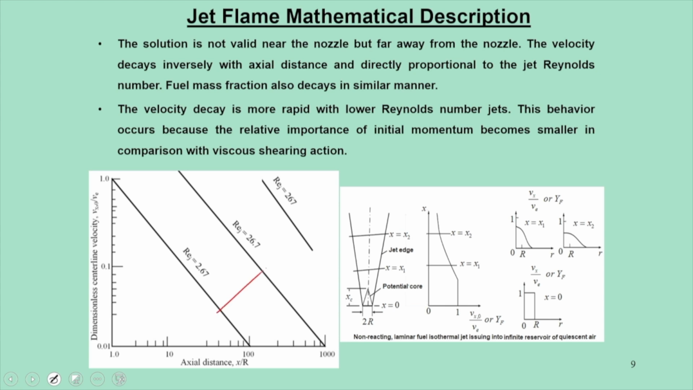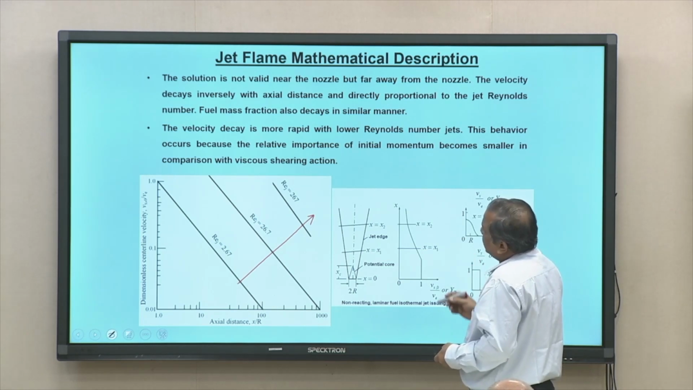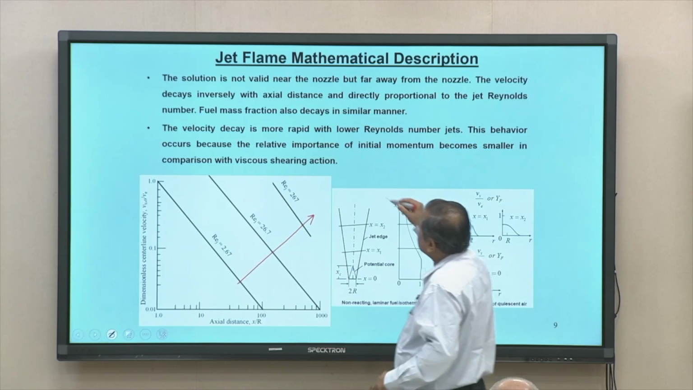If you increase the Reynolds number, we see that the dimensionless center line velocity increases. And at a given Reynolds number, if you increase the axial distance, the central line velocity drops. That means there is a velocity decay. A similar trend is also true for fuel mass fraction decay.